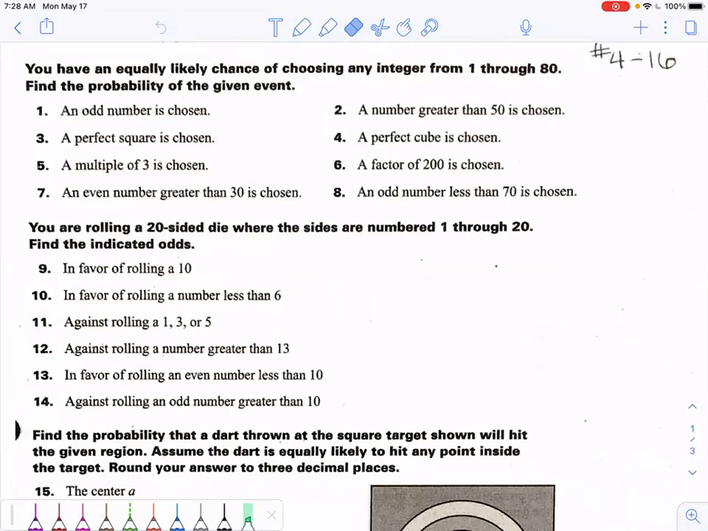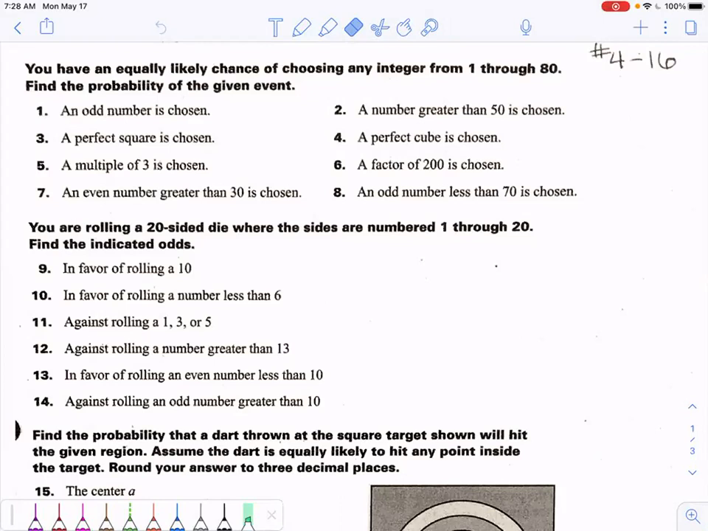So I want to look at number 6 first. The directions for 1 through 8 say you have an equally likely chance of choosing any integer from 1 through 80. Find the probability of the given event. So essentially, if you were playing bingo and you put balls in that big bingo turning container, numbered 1 through 80, we want to find the probability of choosing one of those balls out of the container.